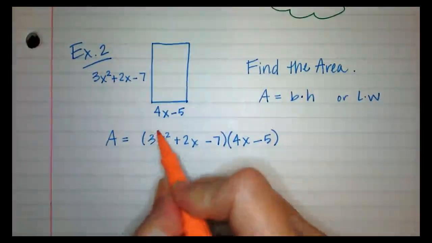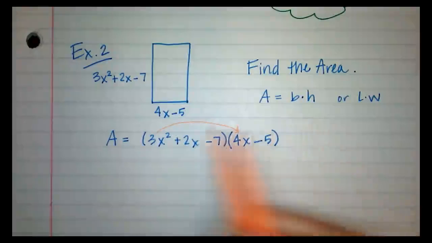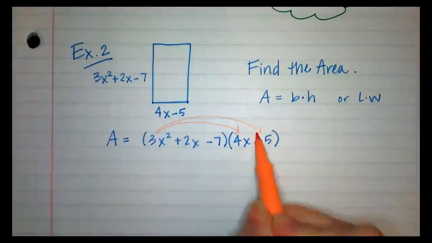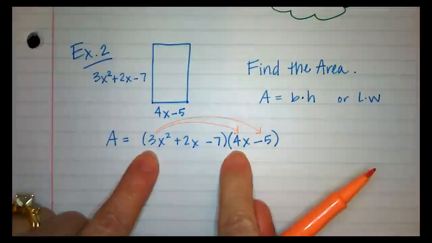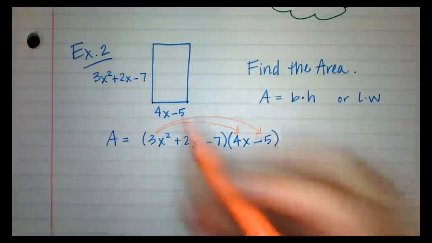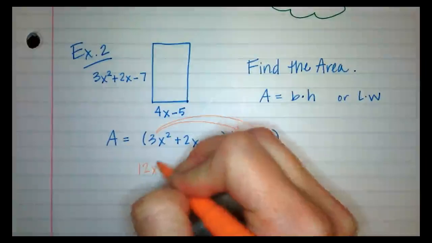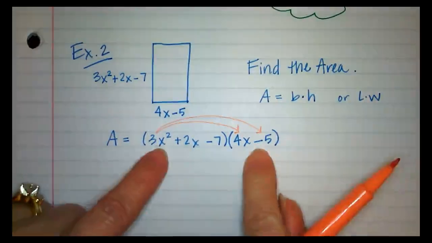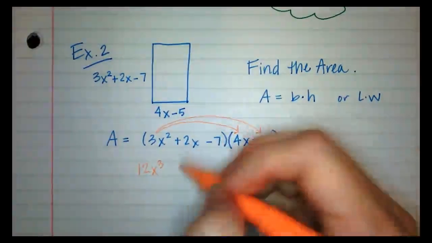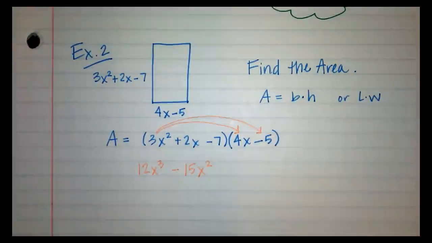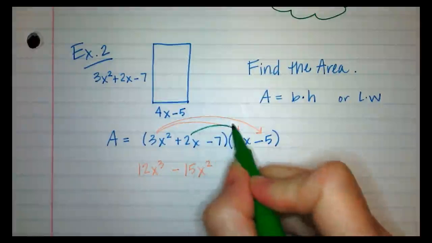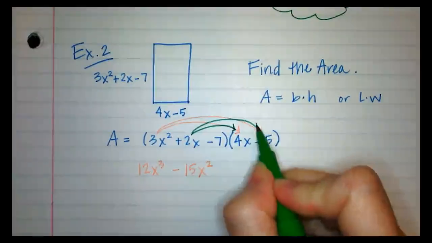Okay, so first up, I'm going to multiply these 2 by the 3x squared. So that will give me 12x cubed, and then minus 15x squared. All right, now we need to multiply by 2x.